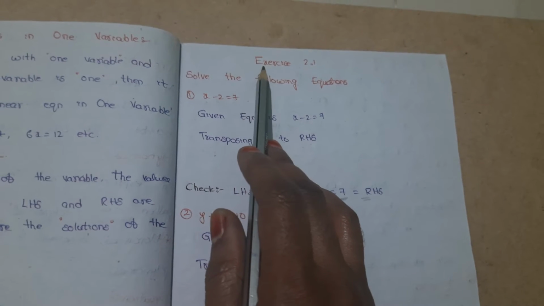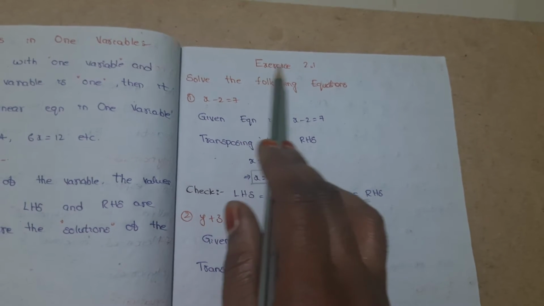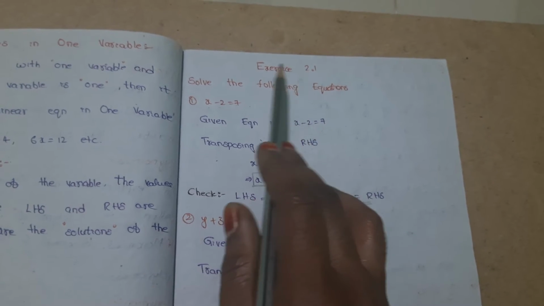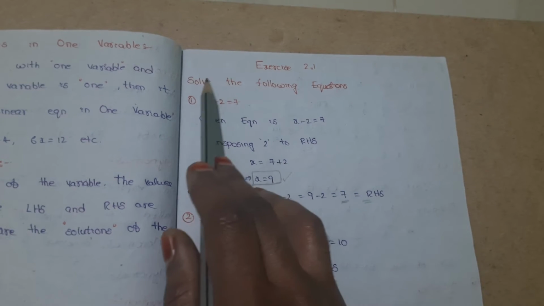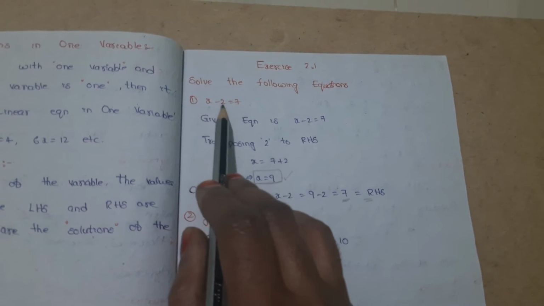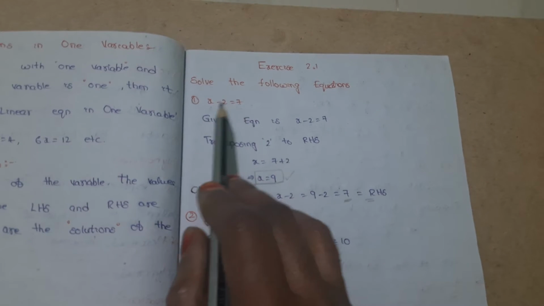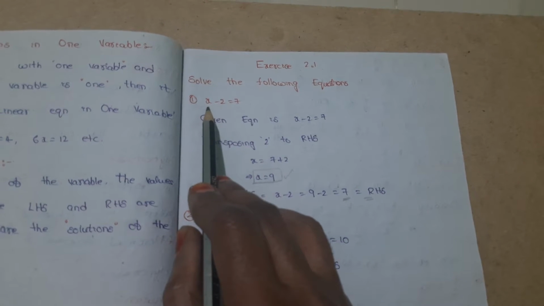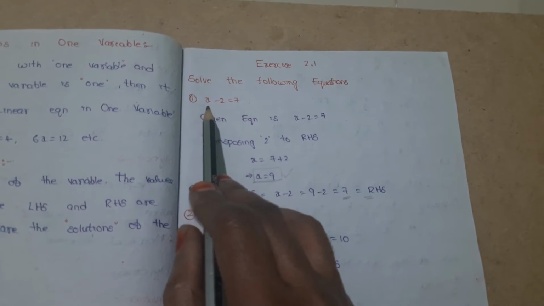In this one, we are going to discuss exercise 2.1 problems of the chapter Linear Equations in One Variable. The question is, solve the following equations. The first question is x minus 2 is equal to 7. Here we are going to find out the value of variable x.